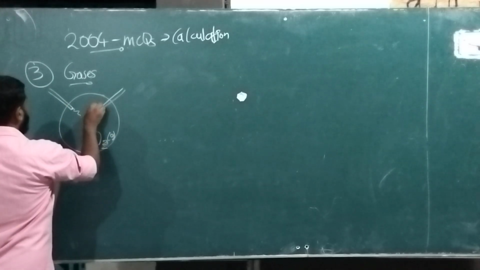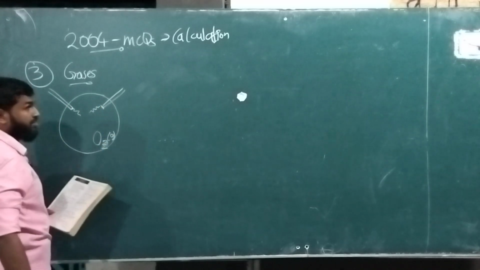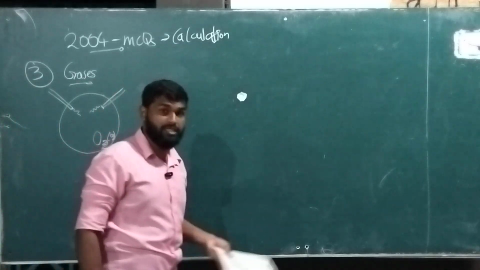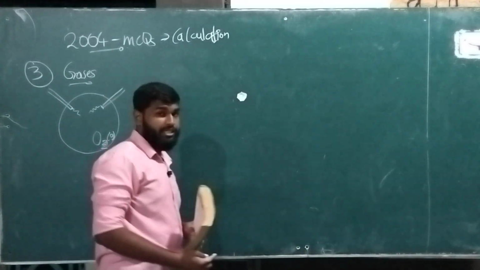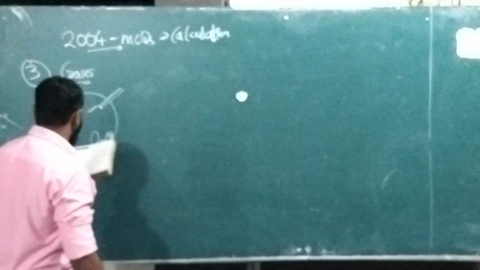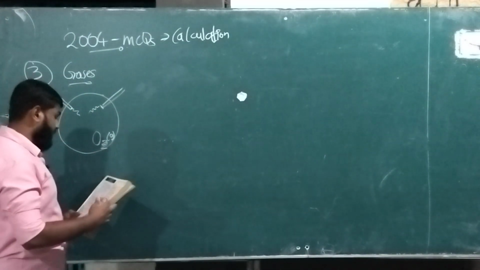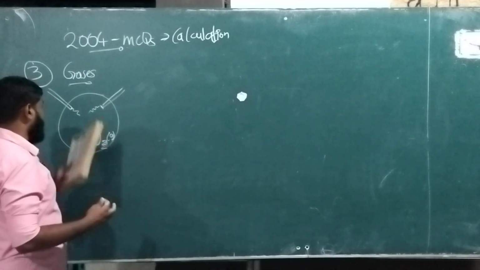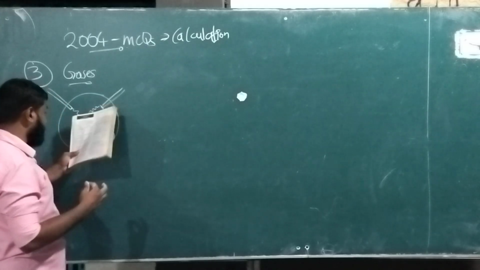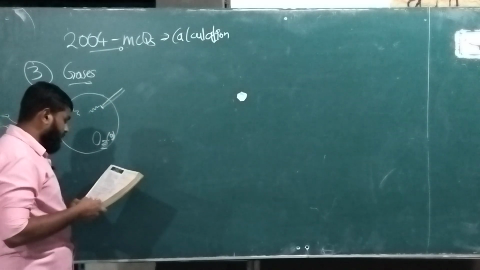You're giving electrical sparks. The reason for giving electrical sparks in this case is to give the energy for the bond break. To break the bonds, you have to give a lot of energy. So the best way is to give electrical sparks in this case, in a closed system.